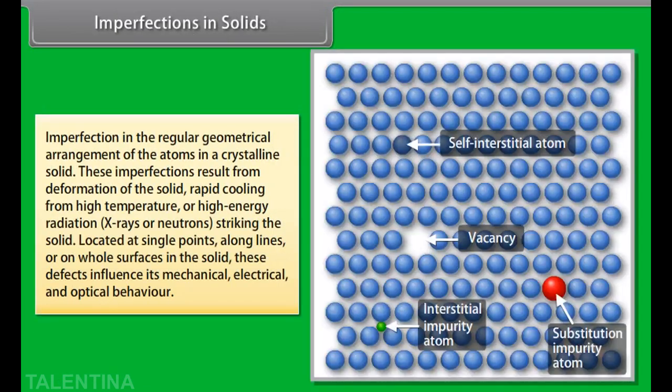Imperfections in solids. An imperfection is a deviation in the regular geometrical arrangement of the atoms in a crystalline solid. These imperfections result from deformation of the solid, rapid cooling from high temperature, or high energy radiation, X-rays or neutrons, striking the solid. Located at single points, long lines, or on the whole surface of the solid, these defects influence its mechanical, electrical, and optical behavior.